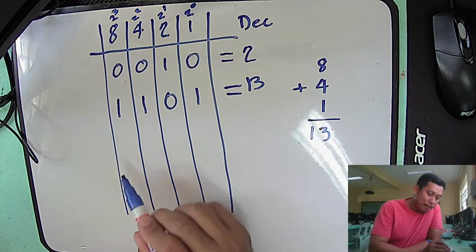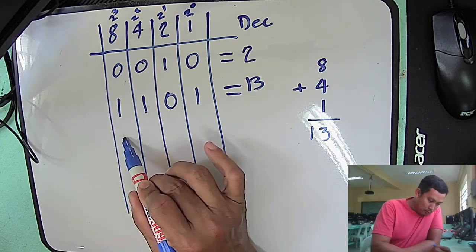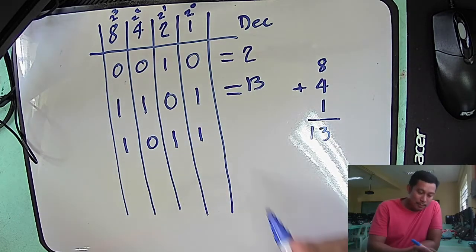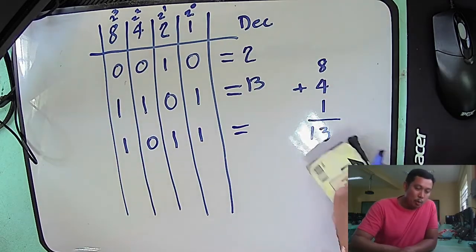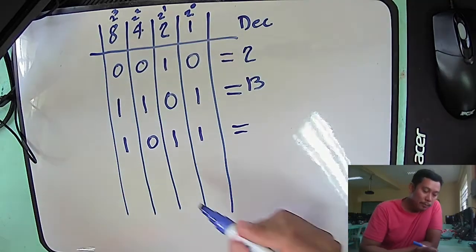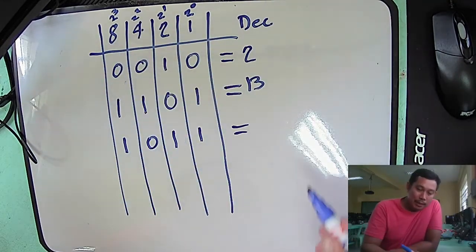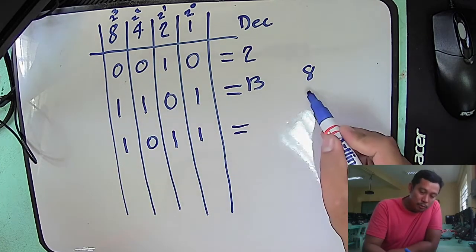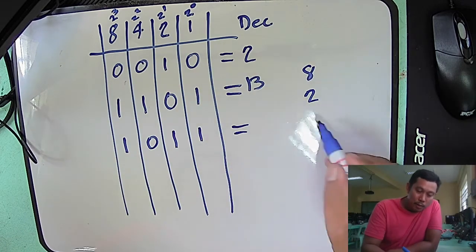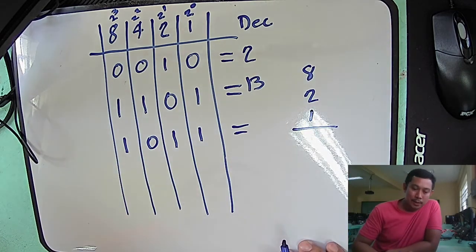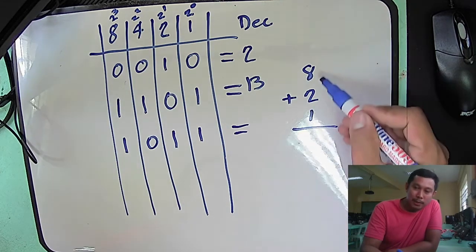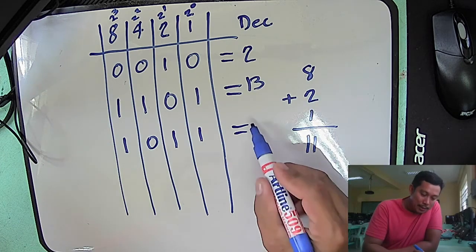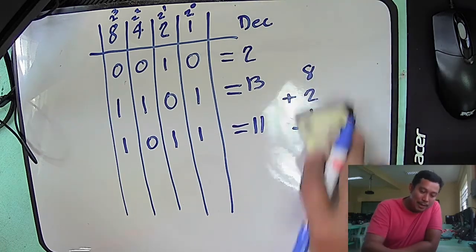Okay, what about this one? 1, 0, 1, 1. Okay, what about that one? 1 is in 8. 0, disregard. Another one is in 2. Another one is in 1. Okay? So you add all of those things. 8 plus 2, 10 plus 1, that is 11. That is why this is 11. Okay? That is 11.